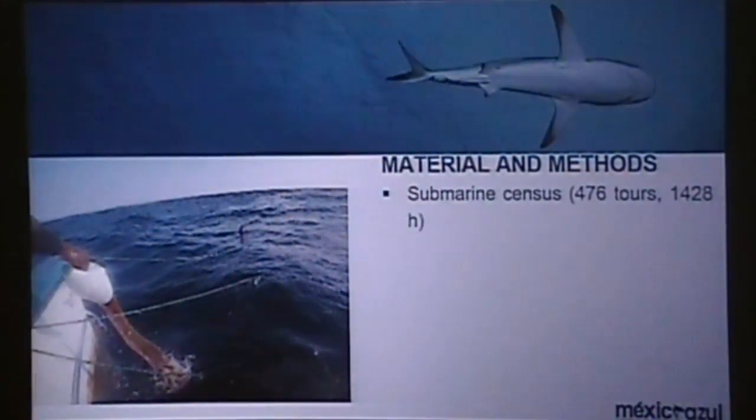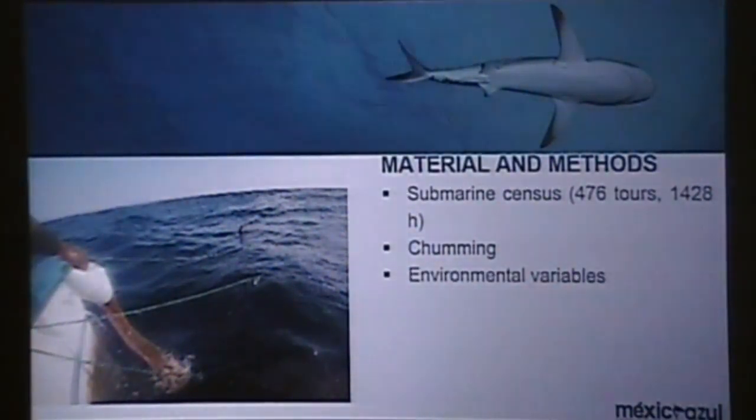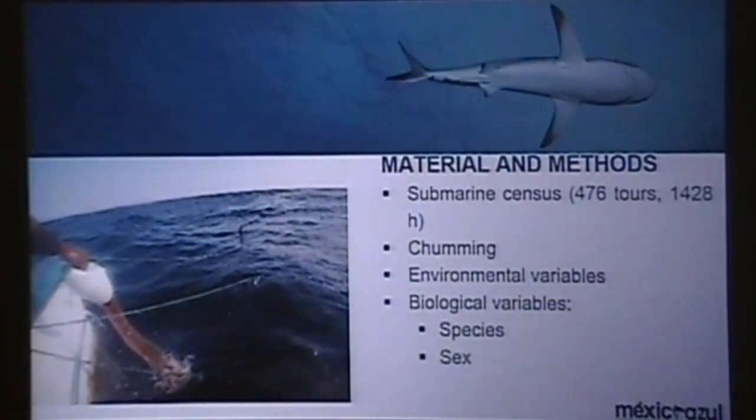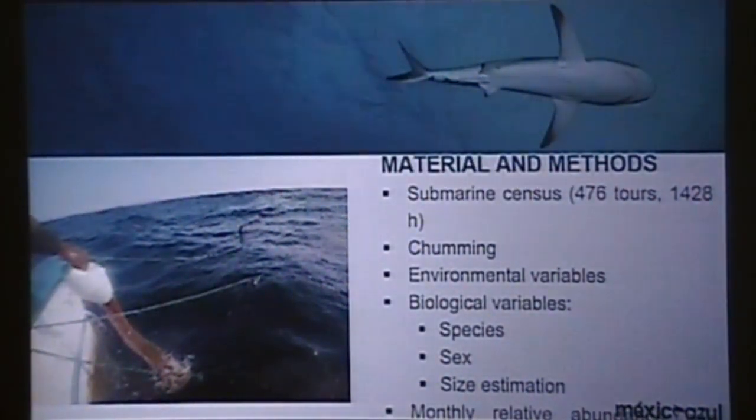So our materials and methods were: we carried out submarine census from 2016 to 2018, which means 1428 hours of monitoring. We used chumming to attract the sharks to the area. We collected some environmental variables like depth, water temperature, cloudiness, etc. And we collected some biological variables if we had sharks in the area, such as the species, the sex, and the size estimation. With this, we calculated monthly relative abundance, and the sighting per unit of effort.